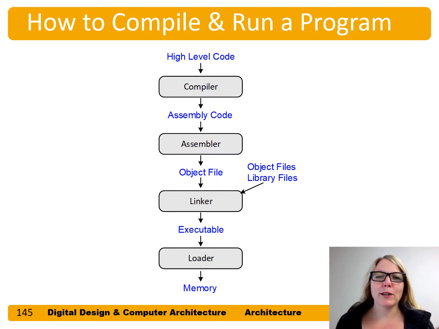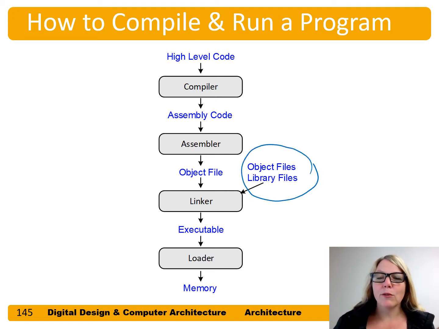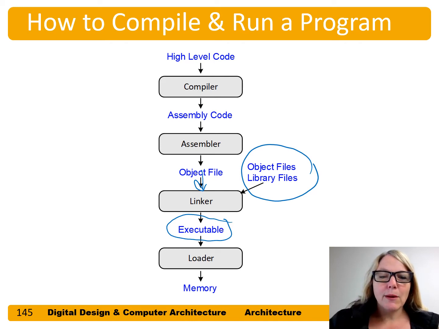So how do we compile and run a program? Well, we start with our high-level program written in C, Java, etc. It's compiled by the compiler into assembly code, and the assembler takes that assembly code and turns it into an object file, which is basically machine code, but there may be other object files, so we may call a function in a library, or may have 2 files that contain our code, and then those object files are brought together by the linker and turned into an executable, which is the machine code for that program, loaded into memory, and then run.